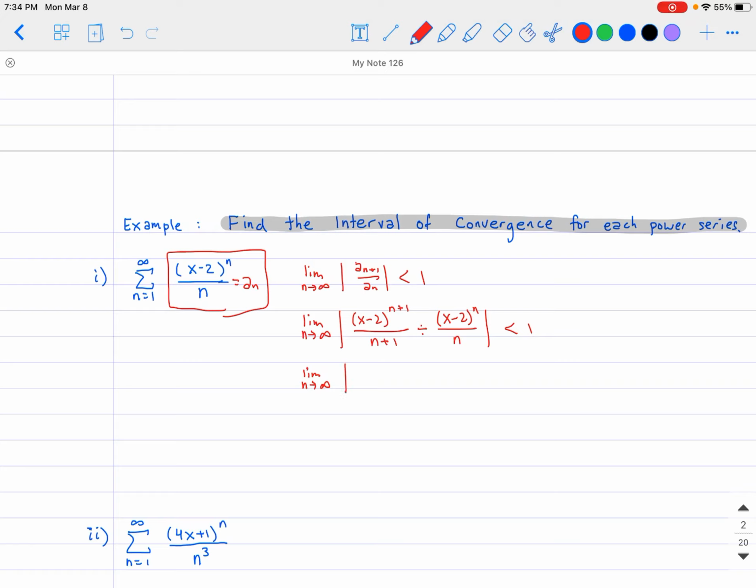Let's see, the bottom part and the top part. Let me go ahead and put all the like terms together. If I put all the n's together, we will have n divided by n plus 1, multiplied by, if I take all the x terms and put those together, we would get (x minus 2) raised to the n multiplied by (x minus 2), all divided by (x minus 2) quantity squared.